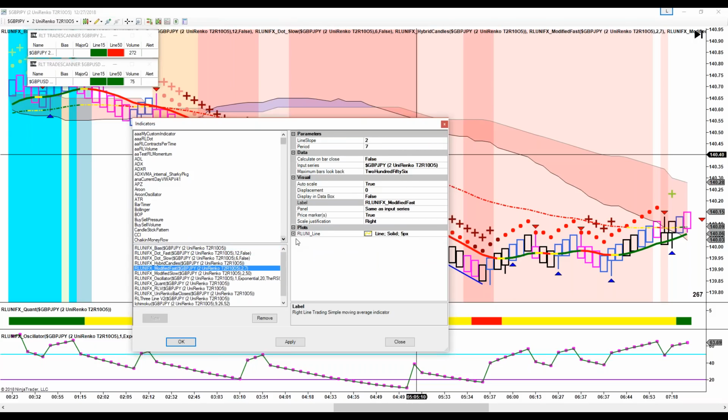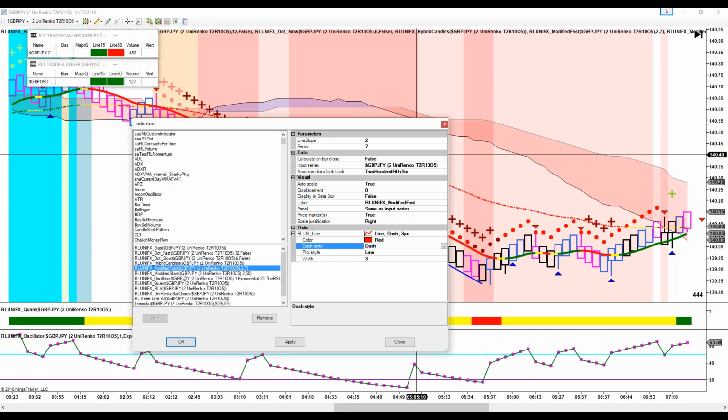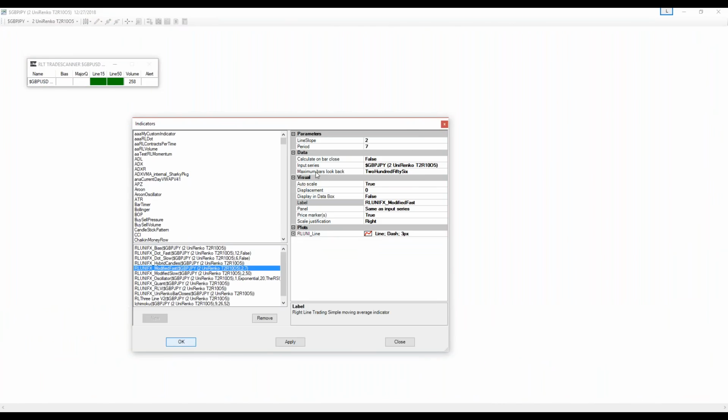The modified fast is the one that's the 3 and the dashed. Change the color too. It's not solid, it's dashed. And the modified slow is the one that's, you can make it yellow, it doesn't matter, the one that's solid and 5. Now what I have to do is set these as defaults and set these as defaults and hit okay, so the chart doesn't look funny.